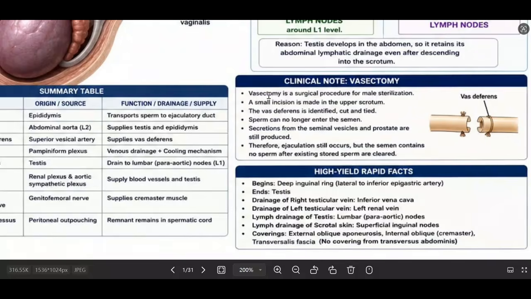Now what is the procedure? A small incision is made in the upper scrotum and the vas deferens is identified and cut and then tied. So first we cut the vas deferens, then we tie the vas deferens.